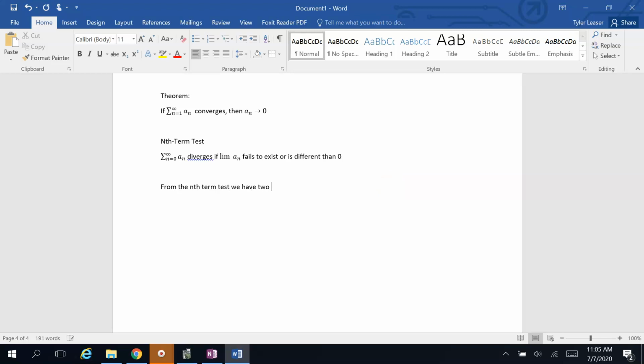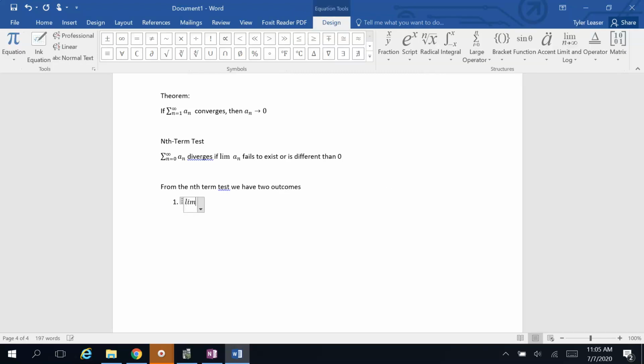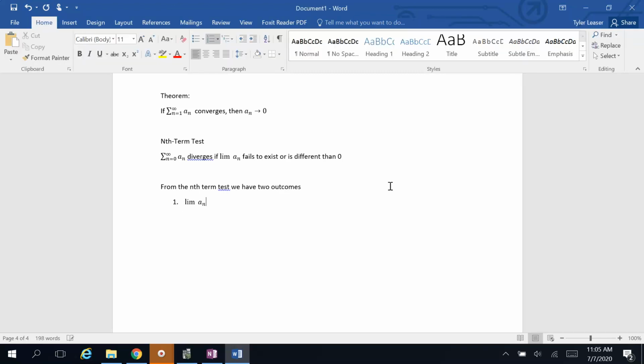we have two outcomes. The first outcome is this. You calculate the limit of the sequence, and the limit of the sequence does go to 0. If that is the case, the test is inconclusive. Just because a sequence goes to 0 does not mean that the series converges to anything. That's not what this theorem says.